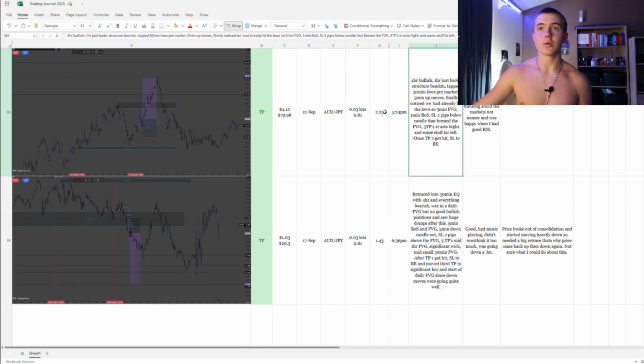So if I want to look back on this trade, the 4 hour was bullish, 1 hour just broke structure, tap 30-minute lows, 5-minute up moves, fair value gap, 1 minute break of structure, and then I put where my stop loss was, so 2 pips below the candle that formed the fair value gap, and then 3 TPs at other stuff, and then once TP2 got hit, stop loss to break even.